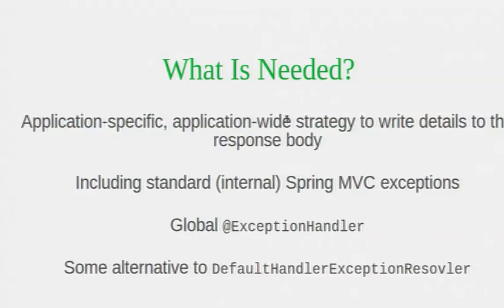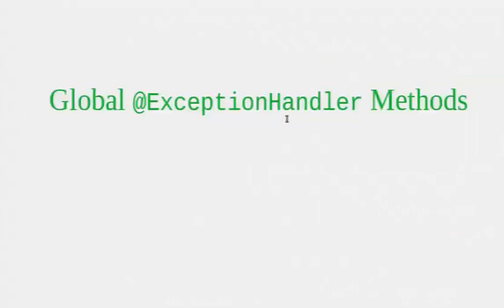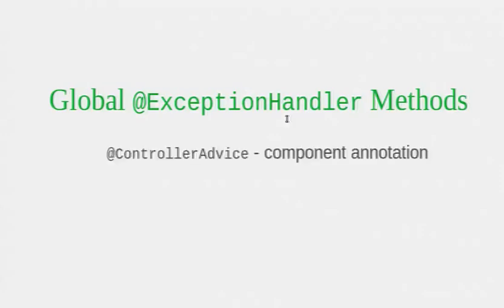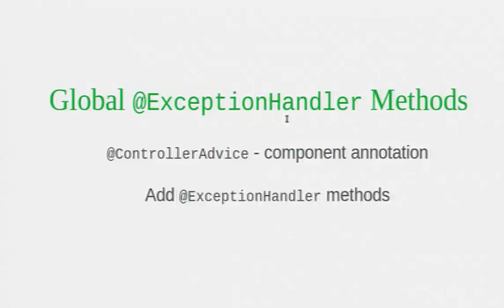And then also some alternative to the default handler exception resolver, which is what handles the standard Spring MVC exceptions. So for global exception handler methods, how many of you have wished you ever had one? Okay, a few hands, some nodding. So what you can do now is you can put a controller advice annotation on a class. And that's a component annotation, which means that it declares this class as a Spring Bean as well.